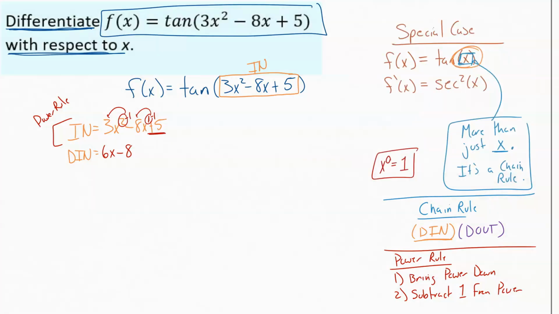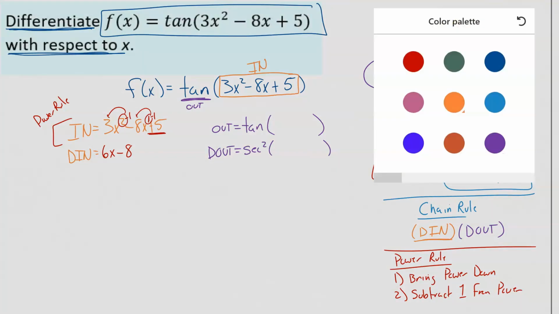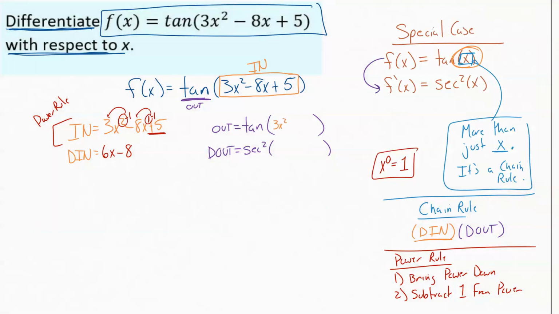Now when you come to look at the outside here, the outside is when you're running into that trig function. So the outside is the tangent of all of that stuff. So when we want the derivative of the outside, we follow our special case. The derivative of tangent is secant squared, but you're always going to leave alone all the stuff on the inside that you already took the derivative of. So all that stuff just stays inside there. So the derivative of the outside is just taking the derivative of tangent, which is secant squared.